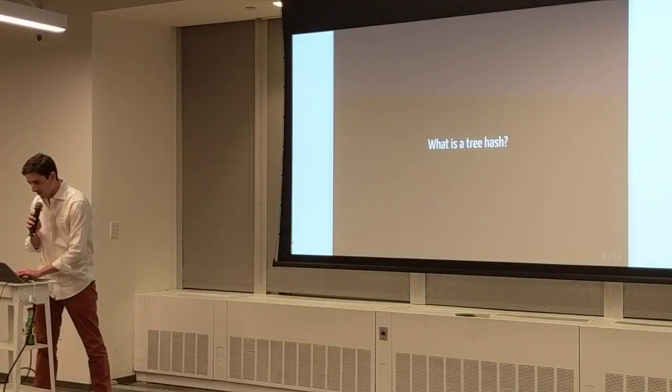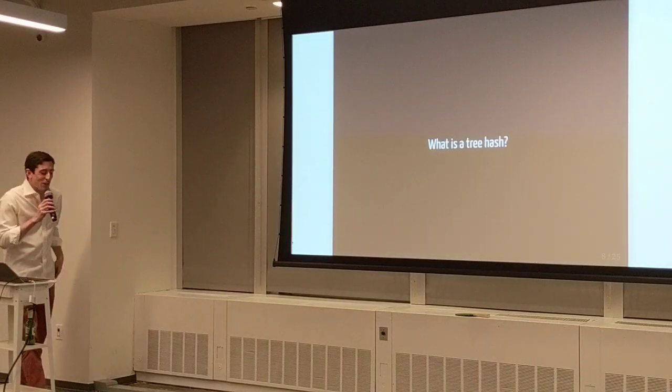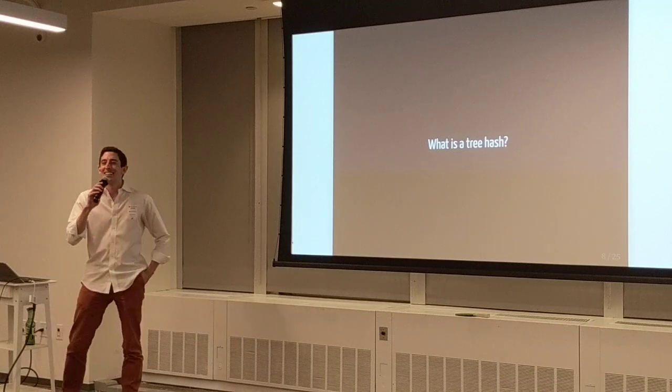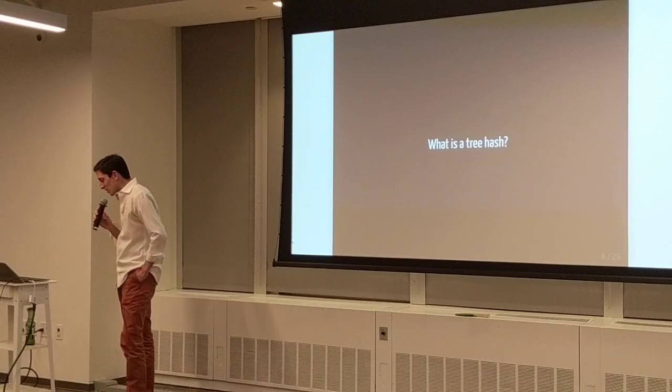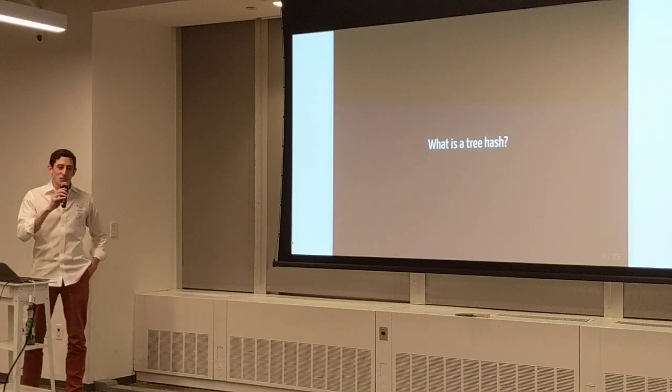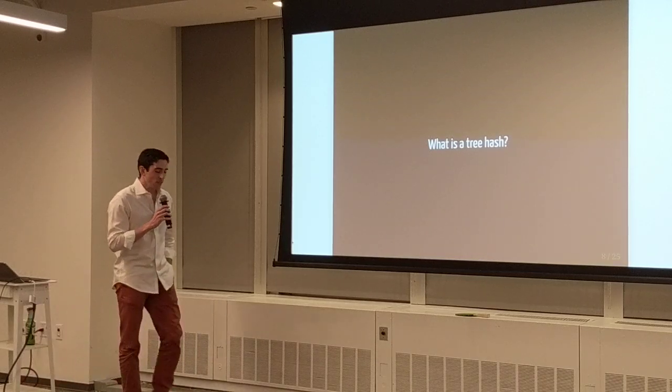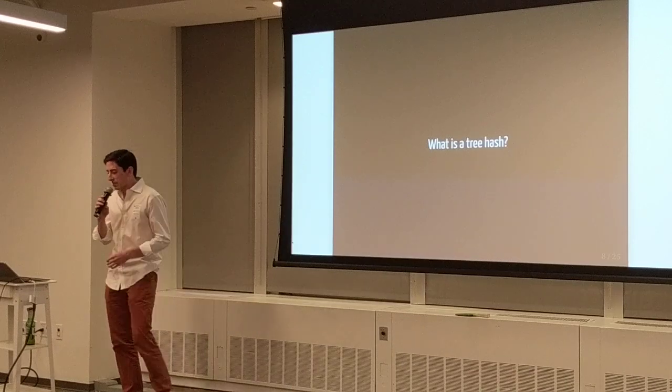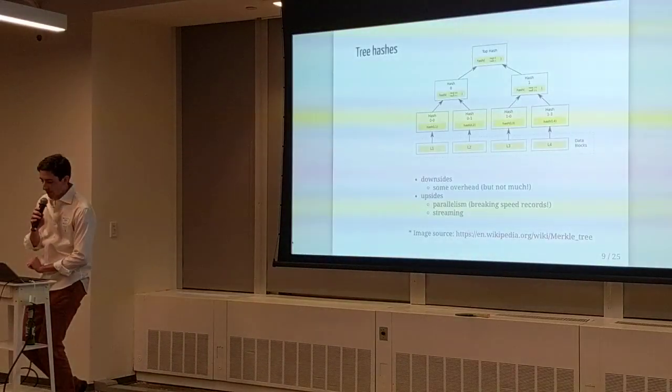Let's go back here. So why is Bao 10 times faster than SHA-2? You know, SHA-1, SHA-2, MD5, all these hash functions, they are designed by very, very smart people to be as fast as possible. And the main reason is parallelism. So take a look at this.